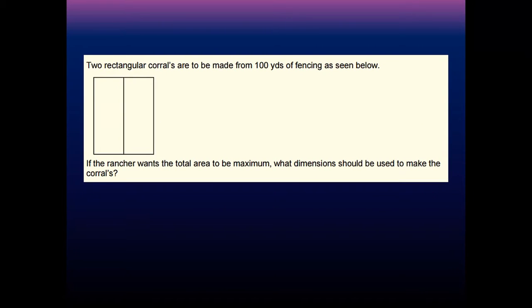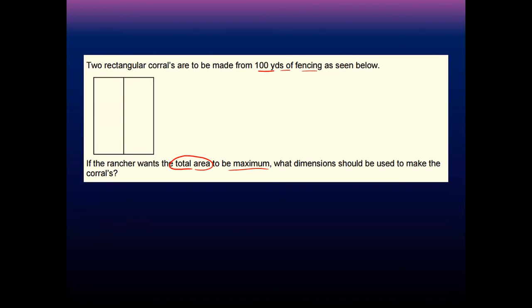Now here's an interesting question. I think I have 5 or 6 questions, just to give you an idea. Two rectangular corrals are to be made from 100 yards of fencing as shown below. So somebody's making these two rectangular corrals. I don't know what they're going to put in there. They have 100 yards of fencing. If the rancher wants the total area to be maximum, what dimensions should be used to make the corral?